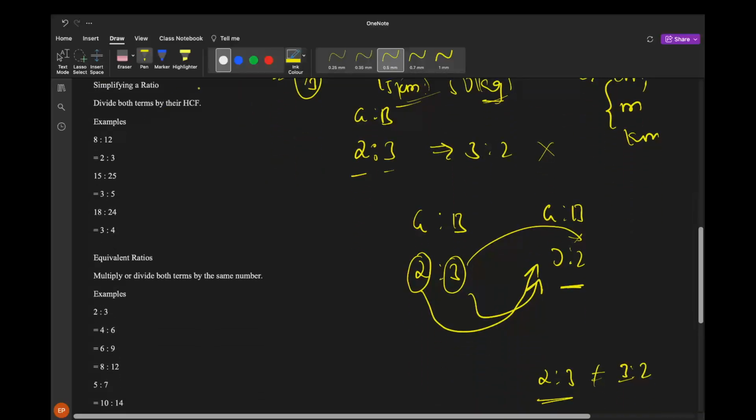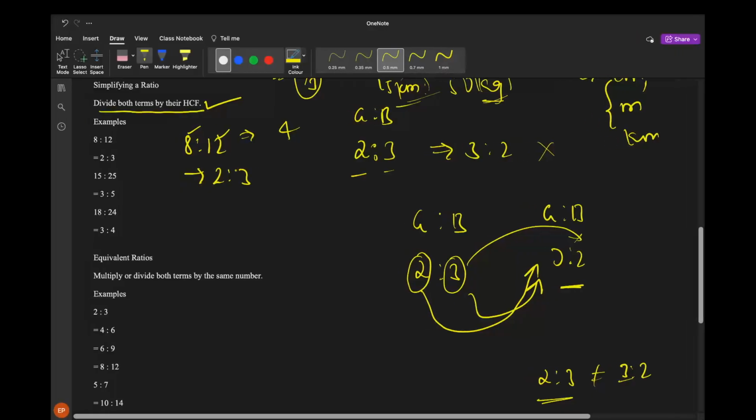We can simplify the ratios also, by dividing both terms by their HCF. Here 8:12 can be simplified to 2:3. Here they mention divide both terms by the HCF, right? HCF of 8 and 12 is 4. So 4 2s are 8, 4 3s are 12.